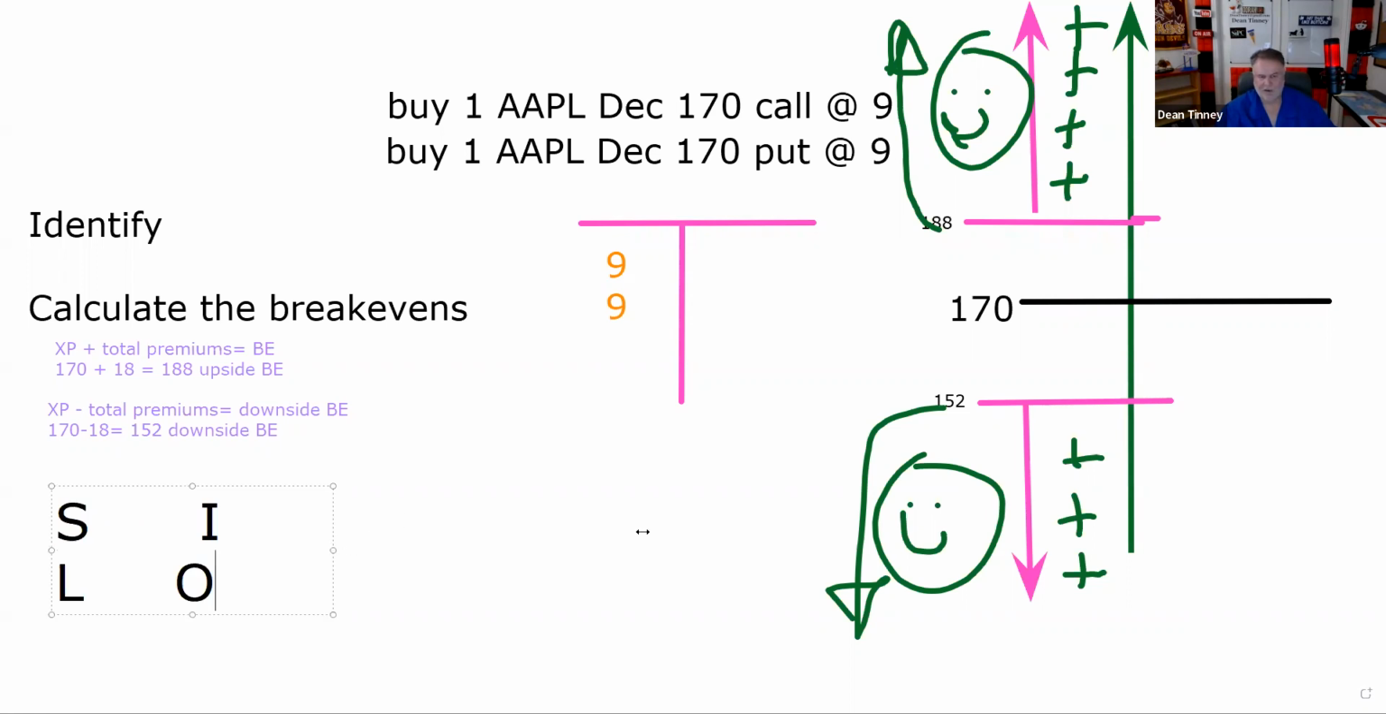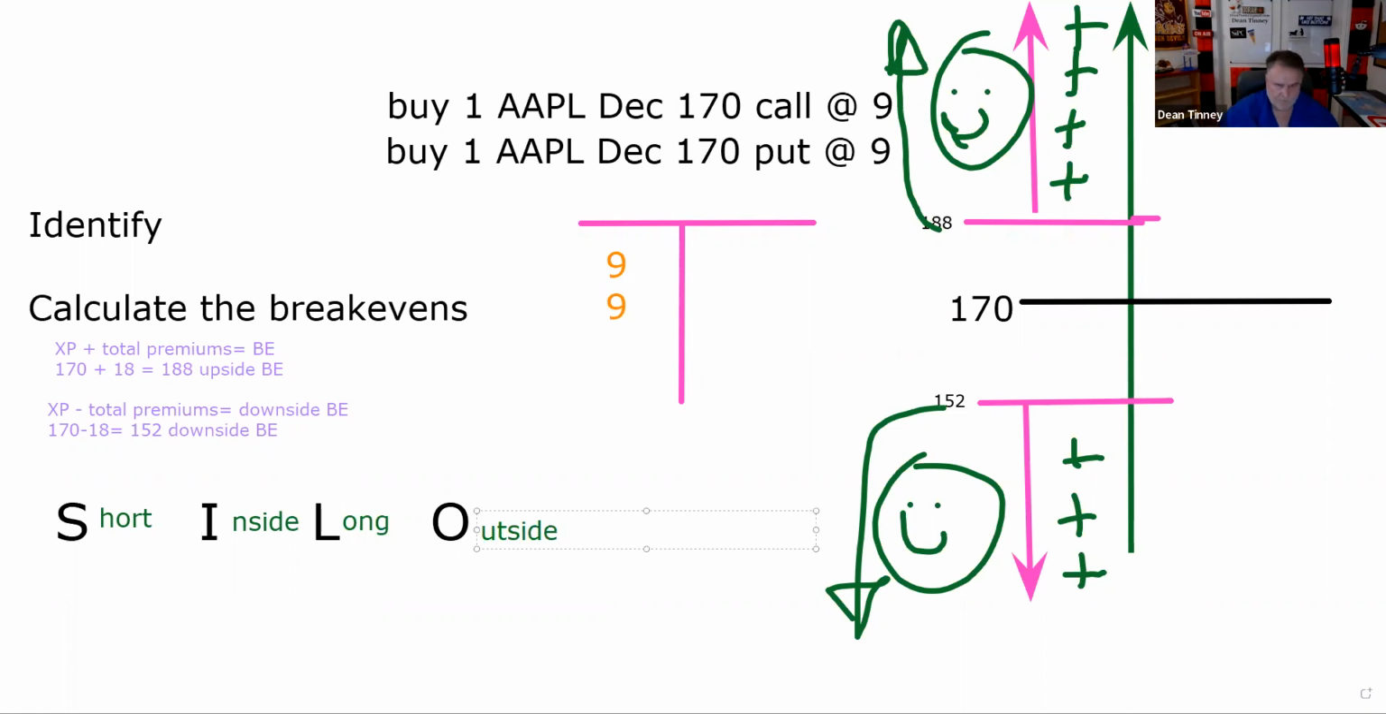Short inside, long outside. If it was a short straddle, which this is not, we would be profitable in between the two numbers. But this is a long straddle. So in a long straddle, we want the market price to be outside of these two numbers. Short inside, long outside. So the profitability here is when the apple is either above 188 or below 152.